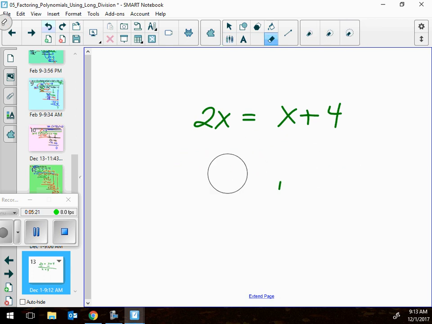Now that way of doing it is great, but what you weren't shown was that you could have graphed both sides and see where they cross. Y equals 2x and y equals x plus 4. I'd like you to grab your graphing calculator right now, and graph those two and see where they cross and see that that actually works.